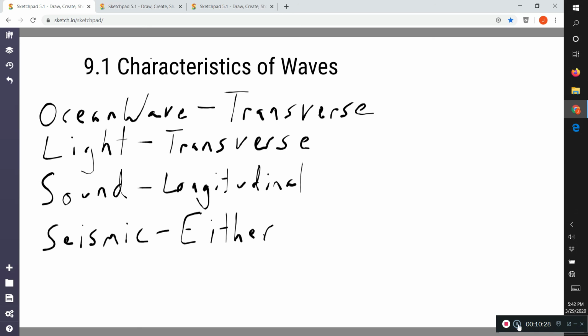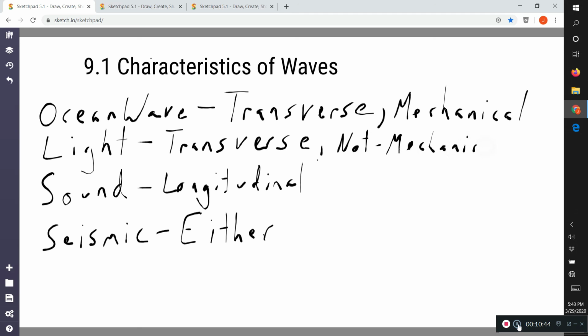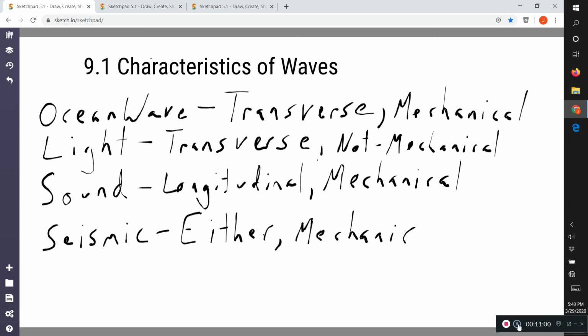Now, in terms of which of these are mechanical, ocean waves travel through water, so they're a mechanical wave. Light and all electromagnetic radiation are not mechanical. They do not need a medium. They do not need matter to travel through. Sound is mechanical. Typically, we think of sound waves traveling through air, but they could also travel through liquids or solids as well. And seismic waves are mechanical. They travel through the earth.